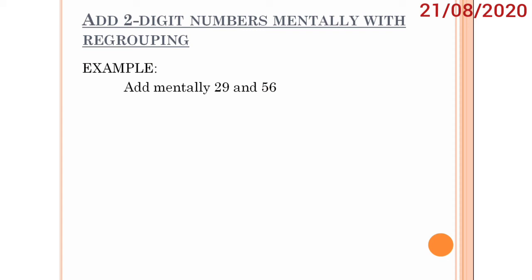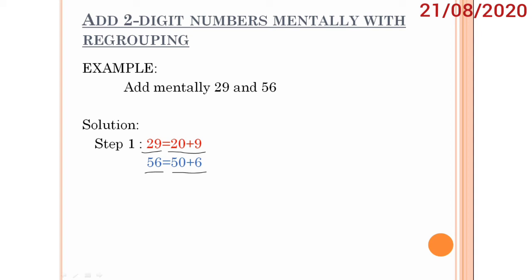So dear children, to add the given numbers mentally, please follow the steps as shown on the screen. Step number 1. We have to regroup the two given numbers as tens and ones mentally. That is, 29 is equal to 20 plus 9, and 56 is equal to 50 plus 6. What we have done is regroup the two given numbers as tens and ones mentally.